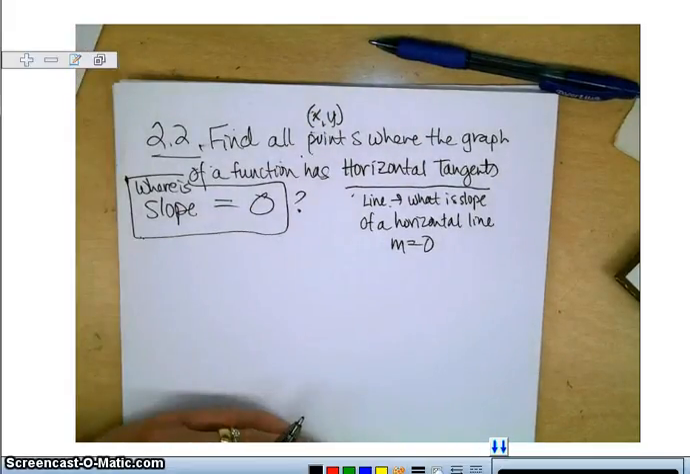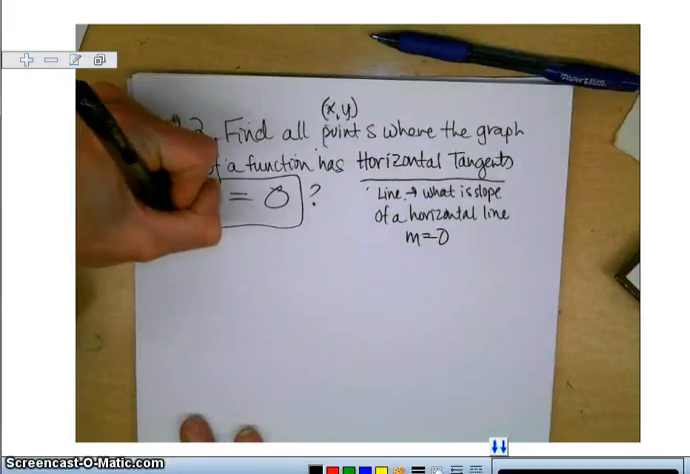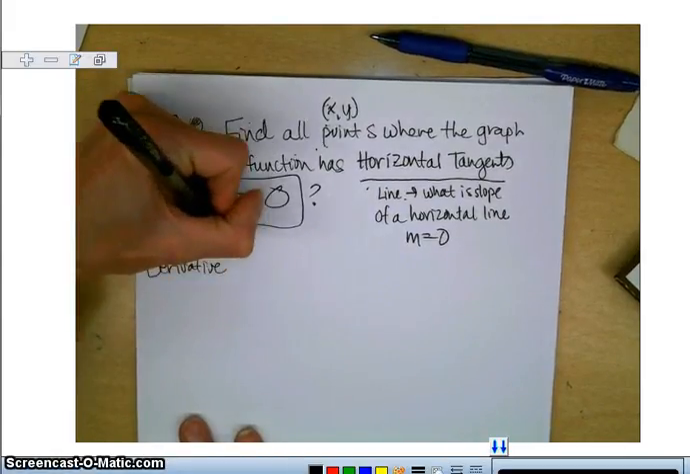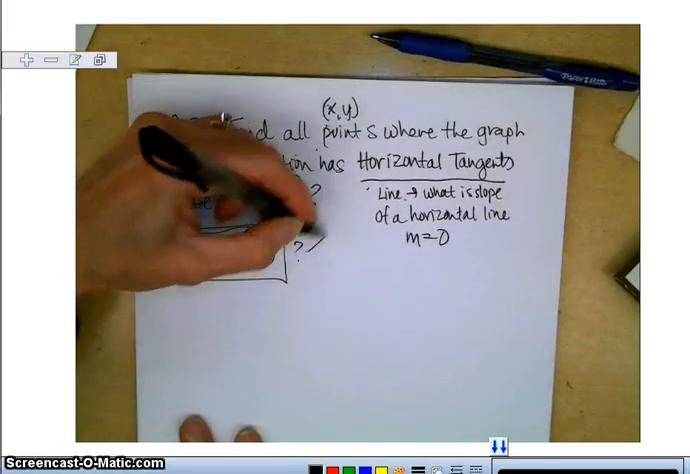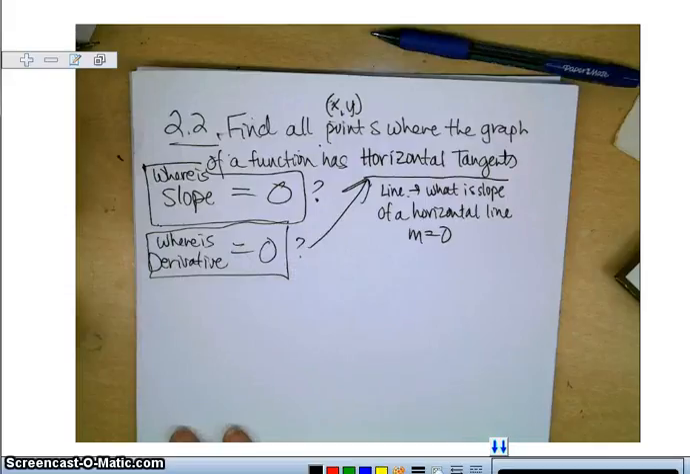Well, what's another word for slope? Derivative. Okay, so where is the derivative equal to 0? So whenever they ask you to find horizontal tangents, where is the derivative equal to 0? That's all they're asking. Where is a tangent line a horizontal line? Visually, here's what it looks like. I'm going to do it on a separate sheet real fast.